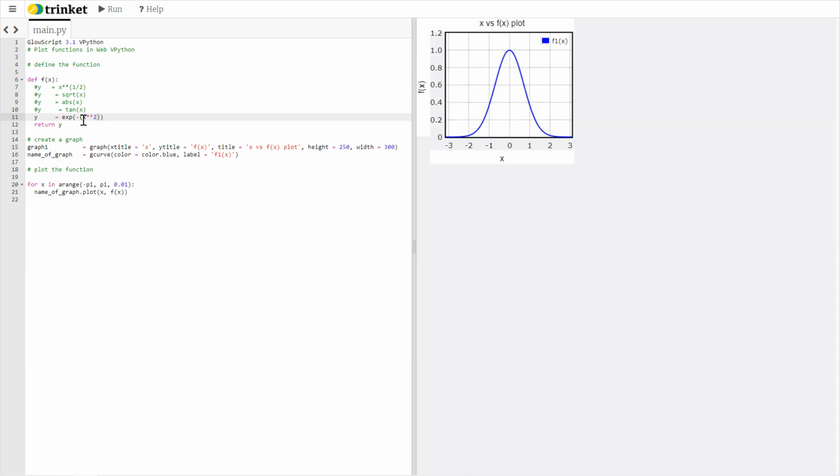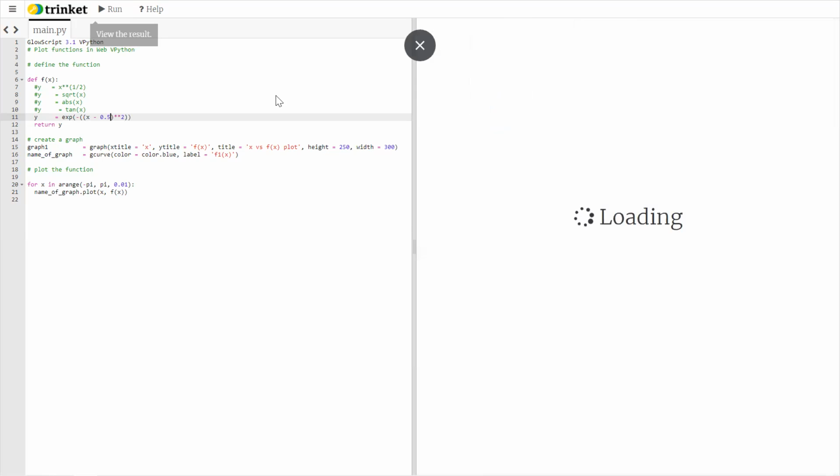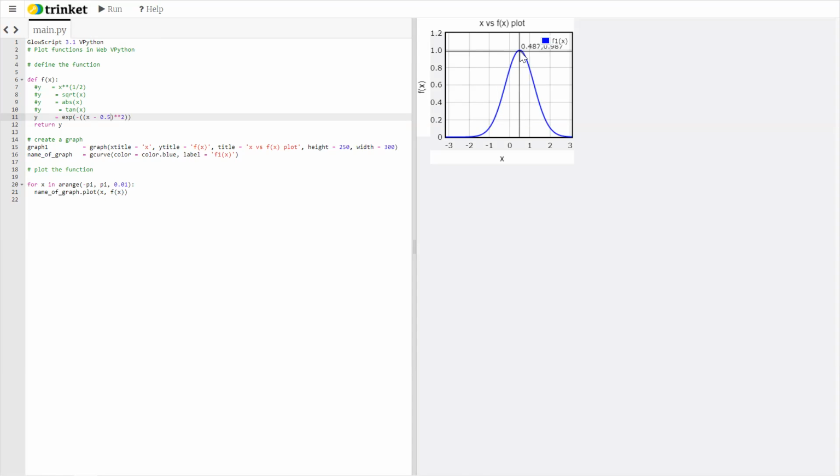Now, if we make x minus a number, let's say 0.5, the center of the curve shifts to 0.5. If this is positive, then it will shift to the right, 0.5 distance from x equals 0.